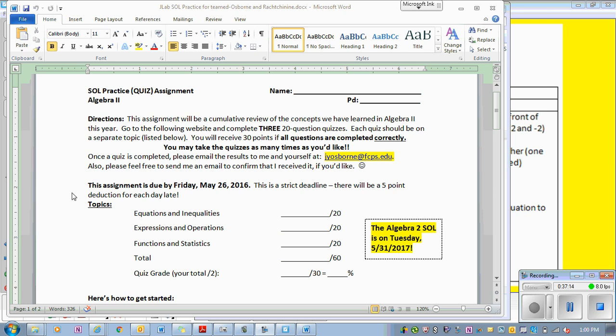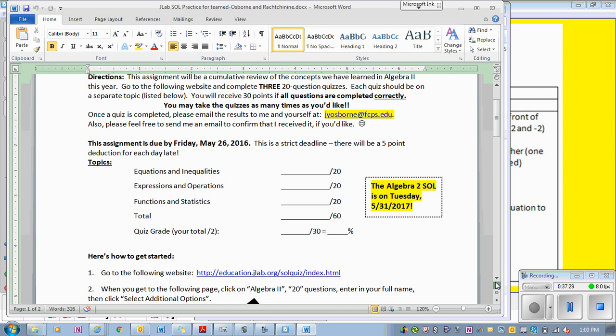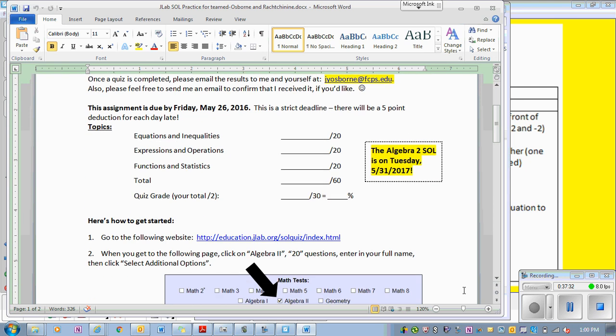So the assignment is due by Friday, May 26th. Strict deadline. However, you can still turn it in late. There's just a 5-point deduction for each day that is late. Okay? Your Algebra 2 SOL is on Tuesday, May 31st. Okay? And that is set.